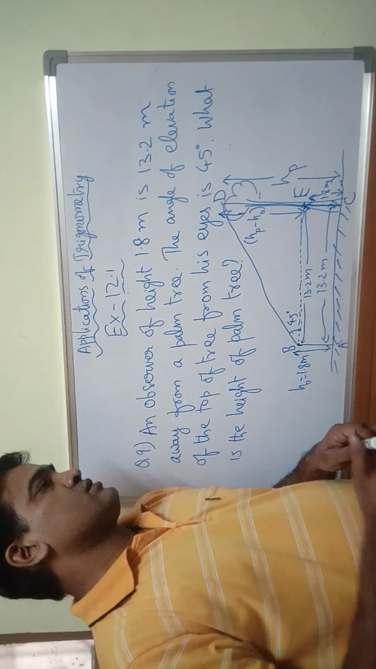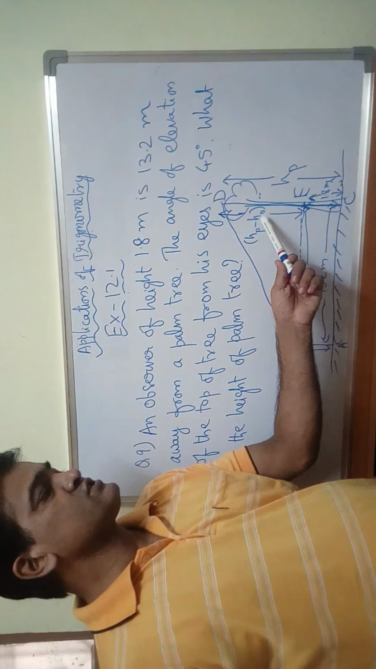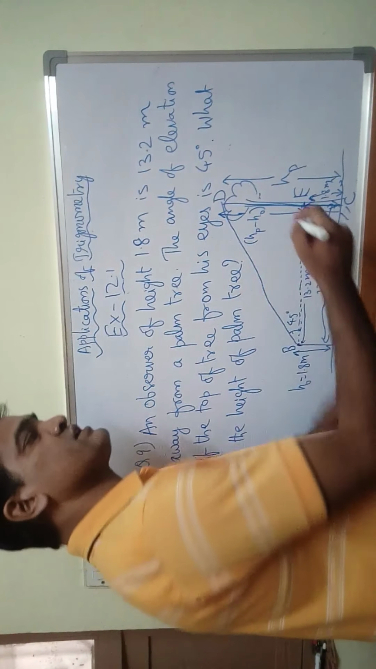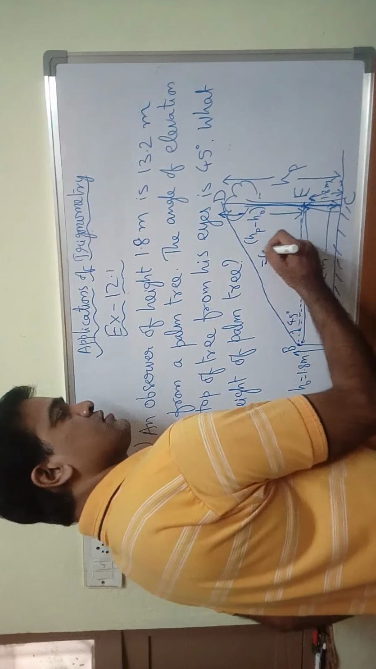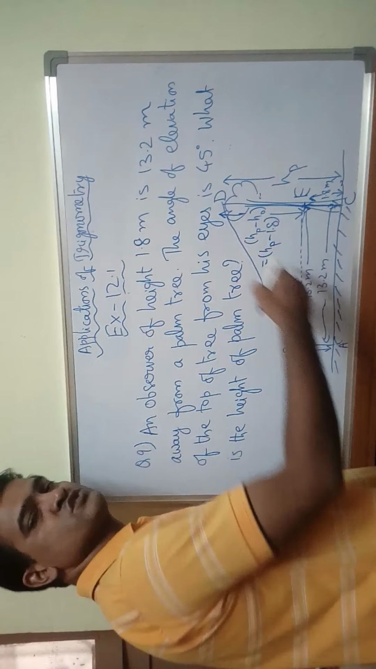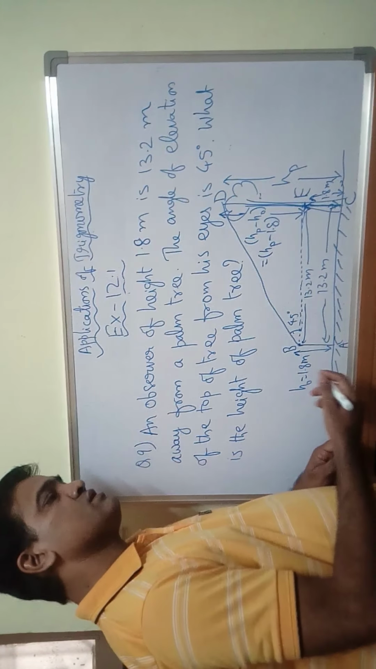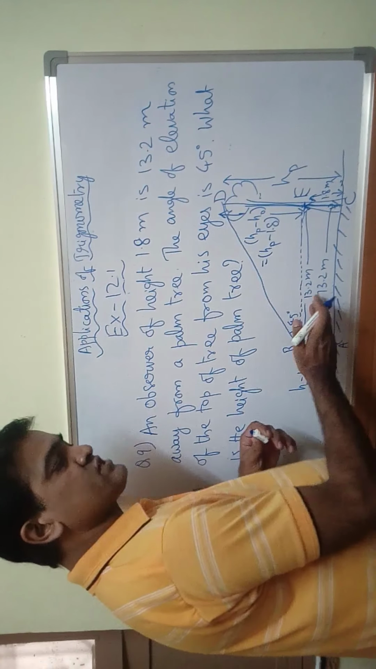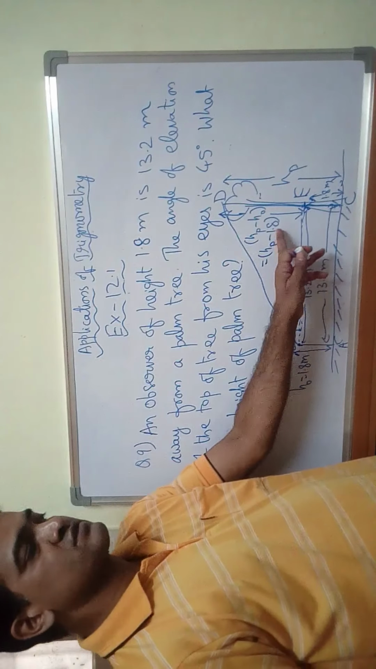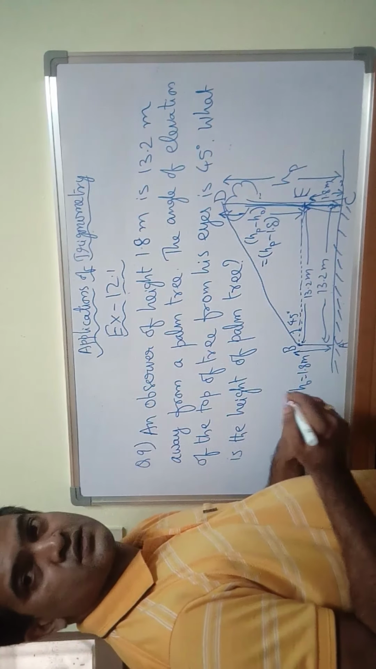So you know the value of H naught, right? H naught is nothing but 1.8 meters. So I can write this HP minus H naught as HP, that is the height of the palm tree, minus 1.8, because H naught is given in the problem as 1.8. Right. Now when you know the adjacent side to this angle and also the opposite side, some portion of it anyway, can we find it out using tan?